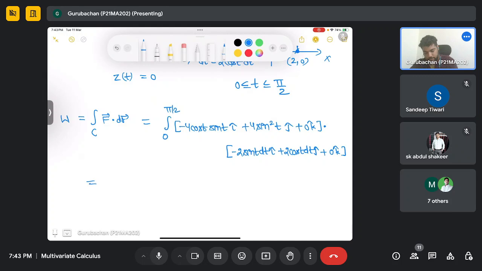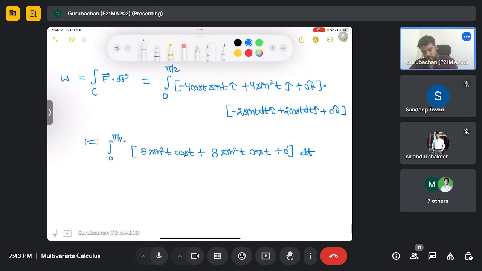So from here you will get the integral from 0 to pi by 2 of 8 sin square t cos t plus 8 sin square t cos t plus 0 dt. Correct? So this will be 16 times the integral from 0 to pi by 2 of sin square t cos t dt.